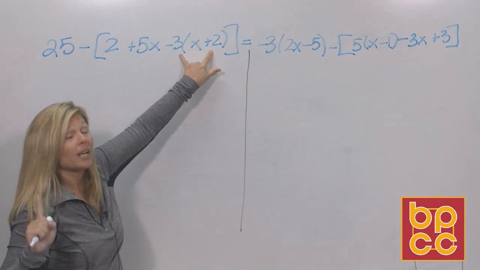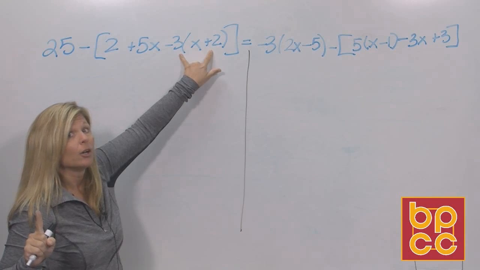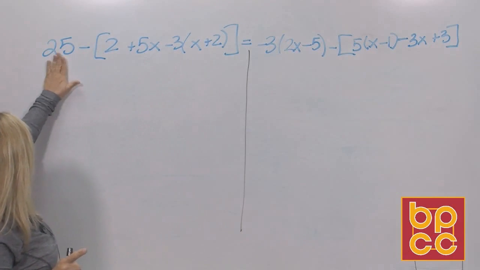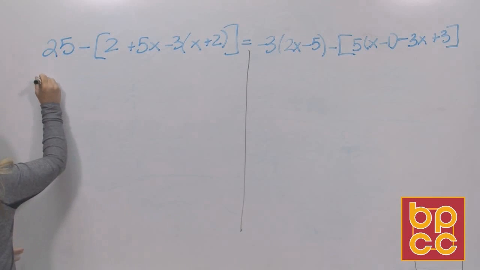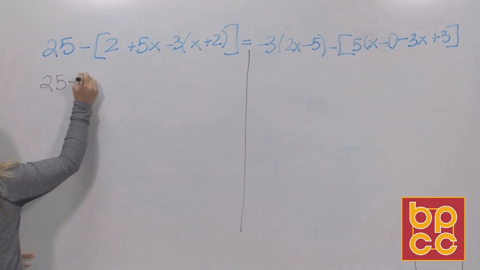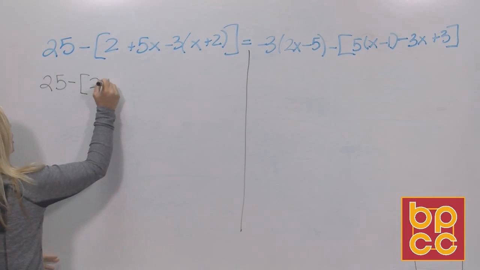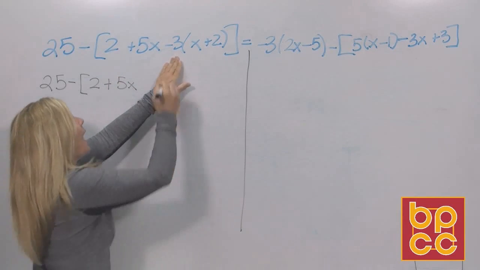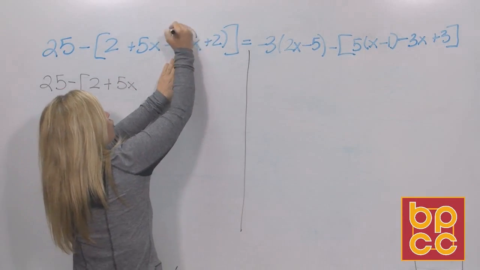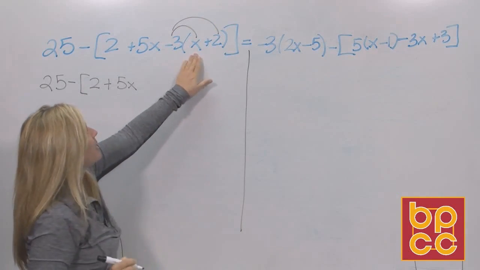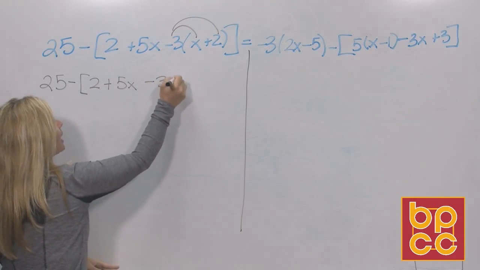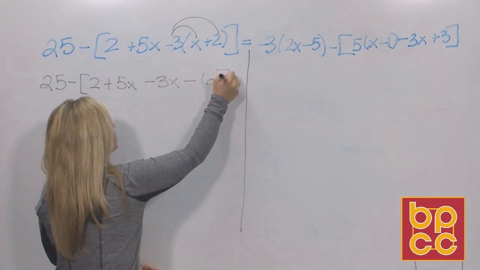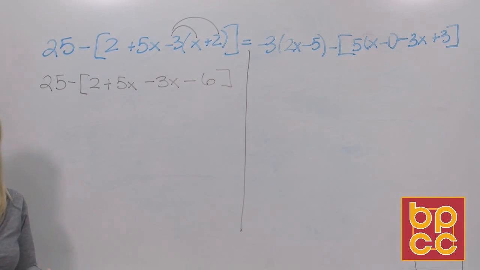So here's the problem, guys. You're going to have to realize you're going to have to use a lot of paper and copy. Everything in front of that parentheses is going to stay put. So we're going to recopy 25 minus bracket 2 plus 5x. Here's where we're going to get rid of parentheses, and we're going to use what property? Distribute. Negative 3 times x, negative 3x. Negative 3 times positive 2, negative 6. All distributing does is get rid of parentheses.